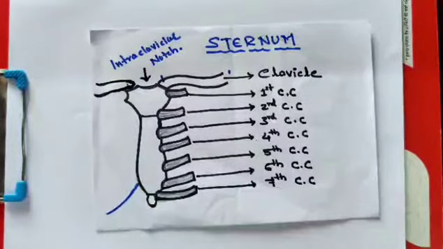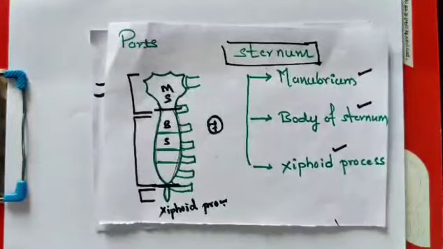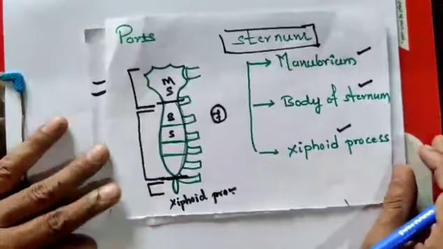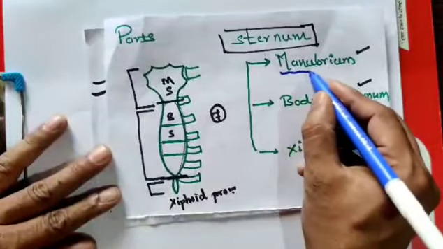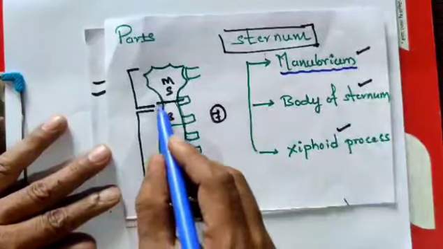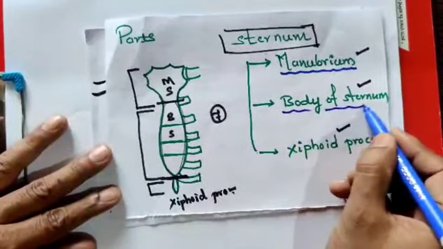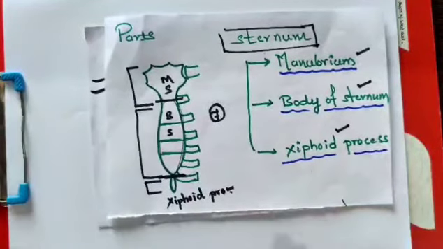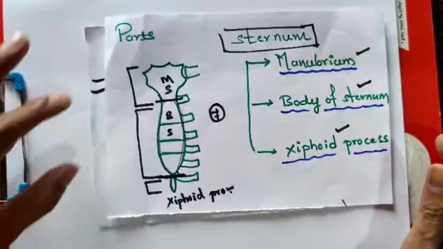Next, we are going to discuss the structure of the bone. The sternum is basically divided into three parts. One is the upper part, called the manubrium sterni. The second is the body of the sternum, and the third is the xiphoid process. It's very easy: the sternum is divided into three parts.